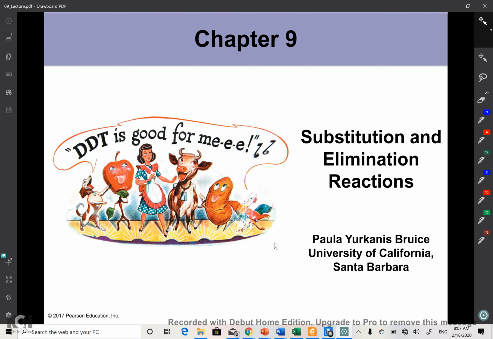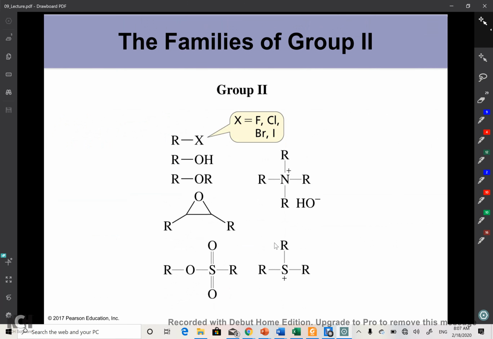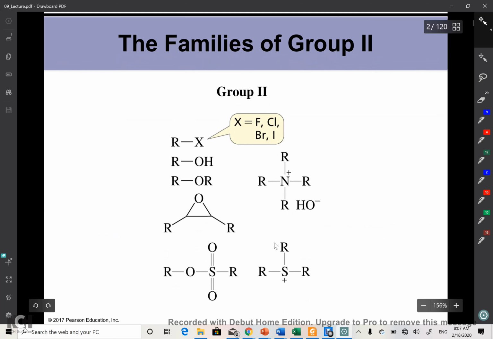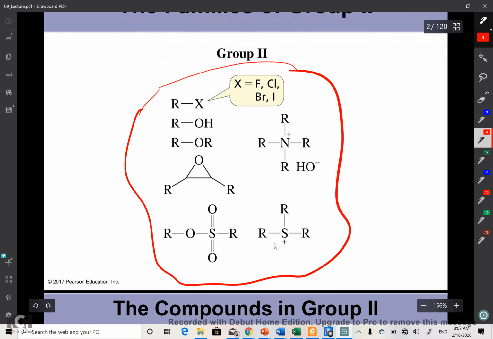Substitution and elimination. The group 2 families, okay? So technically the group 2 families are all these functional groups here. So these functional groups here usually constitute what we refer to as the group 2 families. And they are really special, okay?